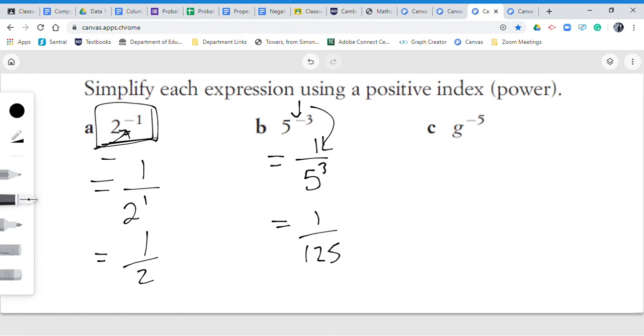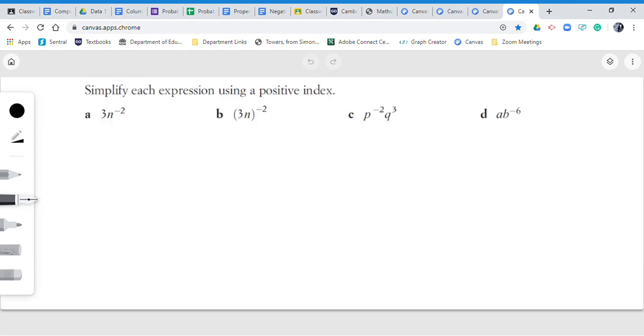And then this one, I would go equals 1 over g to the power of 5. And really that's as far as I can go. I can't evaluate that any further because we do not know what g equals, so we cannot evaluate that any further. That's as far as we can go. Let's look at one last example.